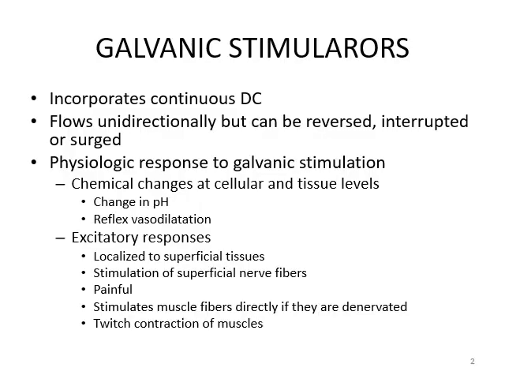First is galvanic stimulators. These type of stimulators deliver continuous direct current. The current flow is unidirectional. It can be reversed or interrupted or surged. However, whenever these modulations are done, for each pulse, the duration of pulse is 1 second or longer.